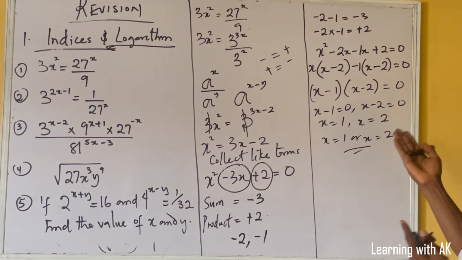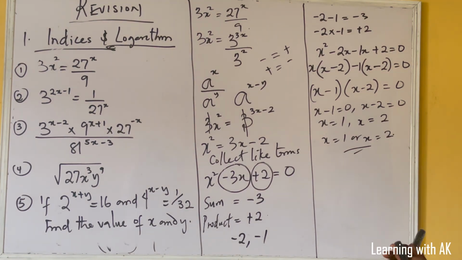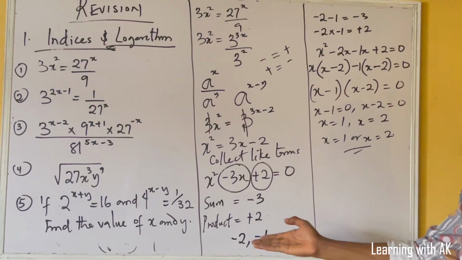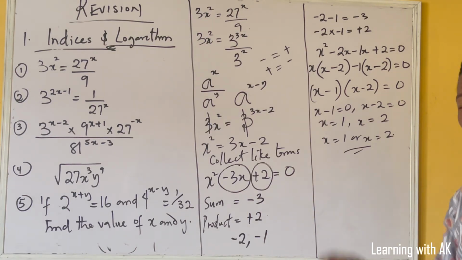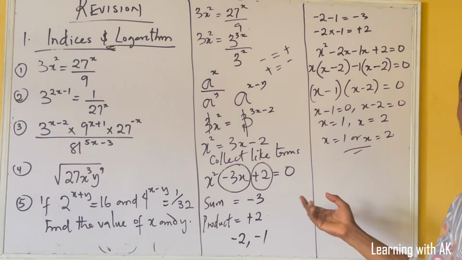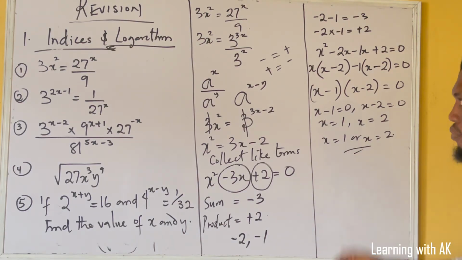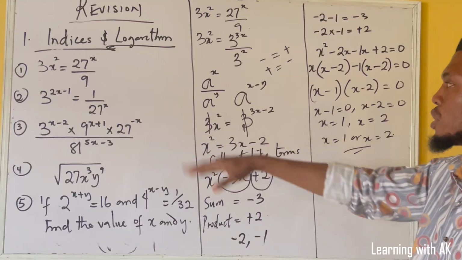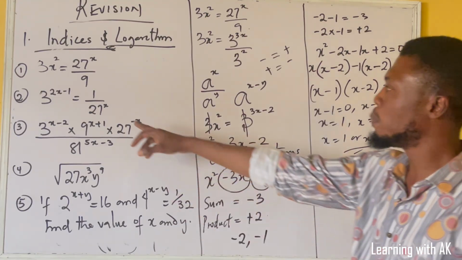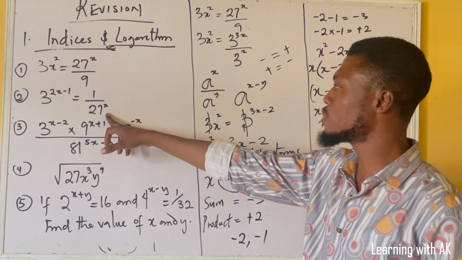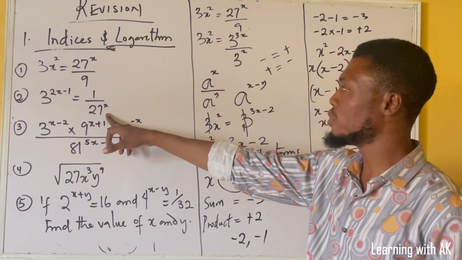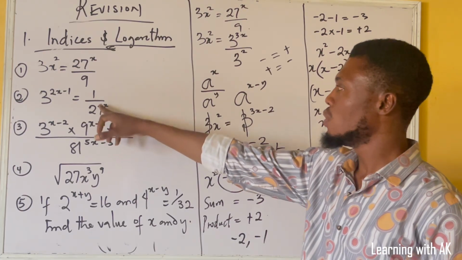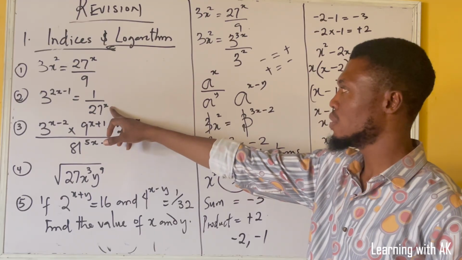So what does it tell us? That when you see indices, your indices can lead to a quadratic equation. Then your knowledge of factorization comes in. Okay, so that's that for the first question. And the second question, you can do that yourself. What do you do for the second question? Put this in index form, and that will give you 3 raised to the power 3. So you have 1 over 3 raised to the power 3x.